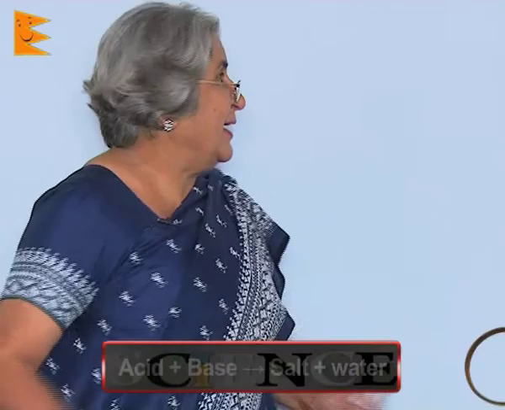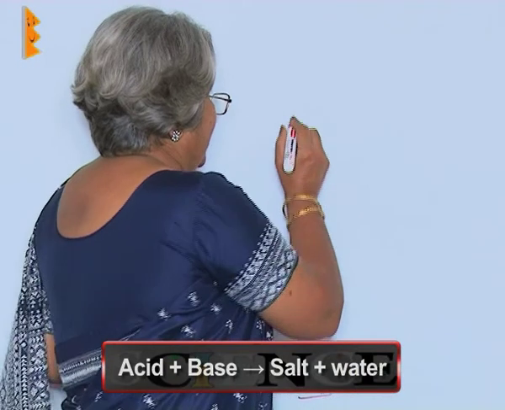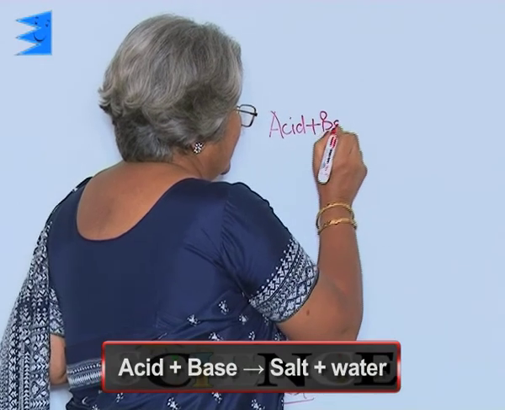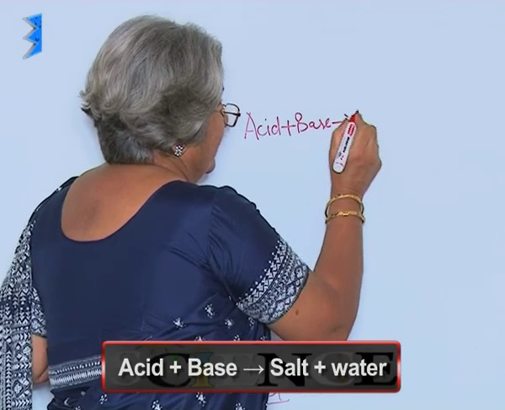If you make a salt solution and put blue or red litmus paper in it, there is no change, just like water, because salt is neutral, and salt is produced when acid and base combine with each other. So, when acid and base combine with each other, what we get is salt and water.